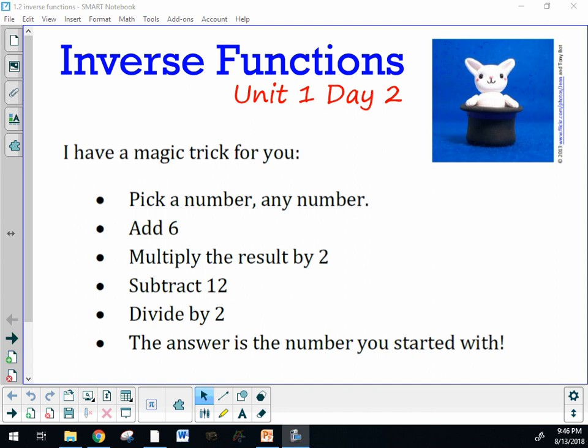All right, this is lesson 1.2. We're going to be talking about inverse functions today. I'm going to skip over this.